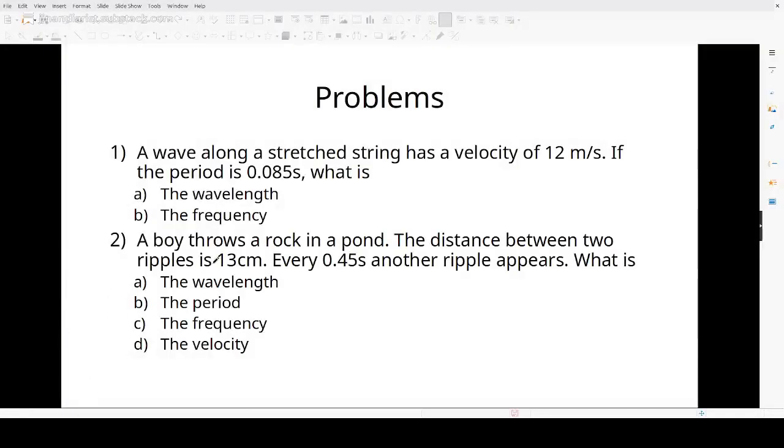Let's look at question 2. A boy throws a rock in a pond. The distance between the two ripples is 13 centimeters. Every 0.45 seconds another ripple appears. What is the wavelength? Now, that's a giveaway. If the distance between two ripples is 13 centimeters, the ripples on the waves of the pond are the crests. So we know the wavelength right away is 13 centimeters.